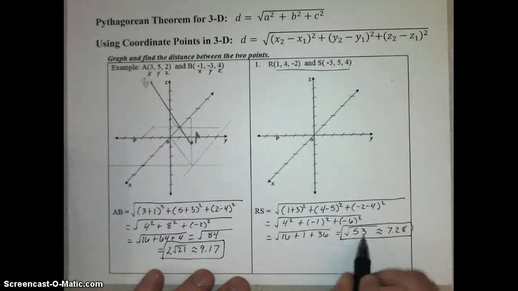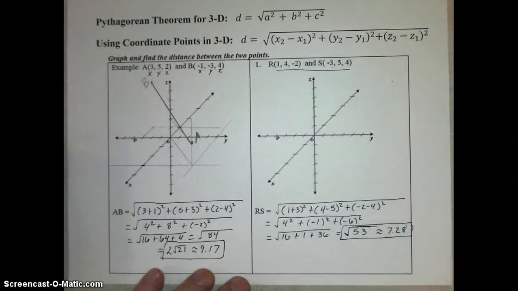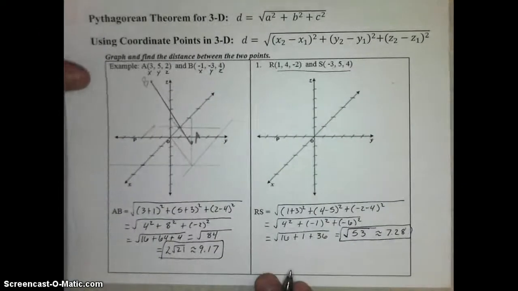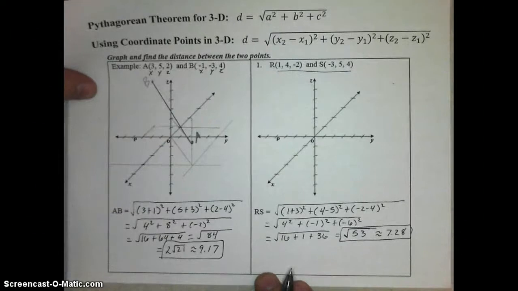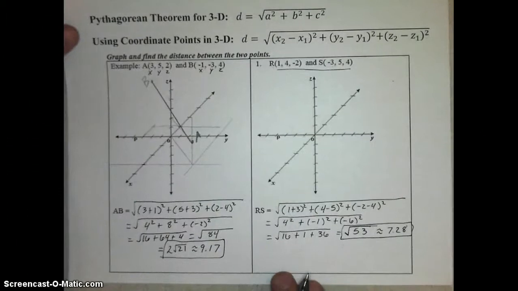We do get the square root of 53, which cannot be reduced into a simplest radical form. So the simplest radical form is just the square root of 53, which is approximately 7.28. We'll do a lot more work with this, especially the simplifying radicals part, as we take a look at the rest of this lesson in class. So hopefully you understand things a little bit better about the Pythagorean theorem, and we will do some more work in class.